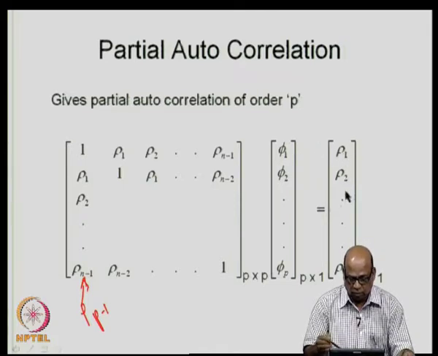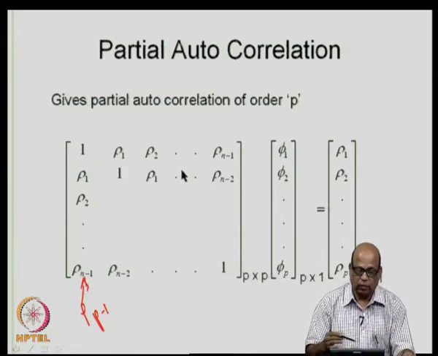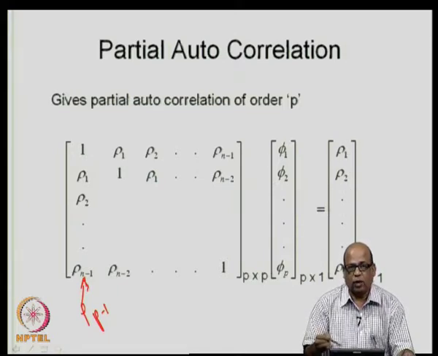If you have rho 1, rho 2, etc., rho p, you will be able to form the autocorrelation function. You have the partial autocorrelation function here, and these are the autocorrelations up to lag p. So, all you need is the autocorrelations up to lag p to get the partial autocorrelations, and these we get from the data. You know how to get the correlograms.